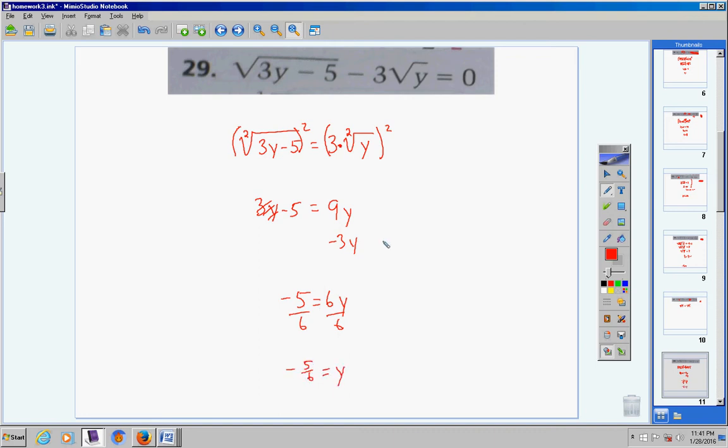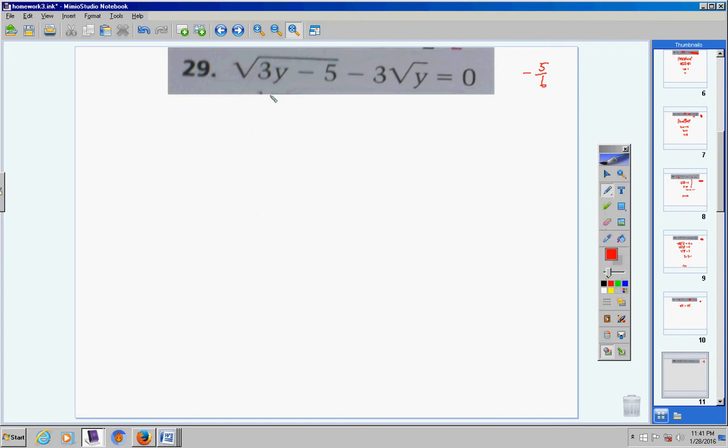Now, I don't have an answer up here. Let me look in the book real quick and see if I can locate that anywhere. It's saying no solution, so let's check this and see if we get no solution, okay? Negative 5/6 is the answer. I'll put it right here. Alright, here we go. Negative 5/6, so we have 3 times negative 5/6 minus 5, minus 3 negative 5/6.